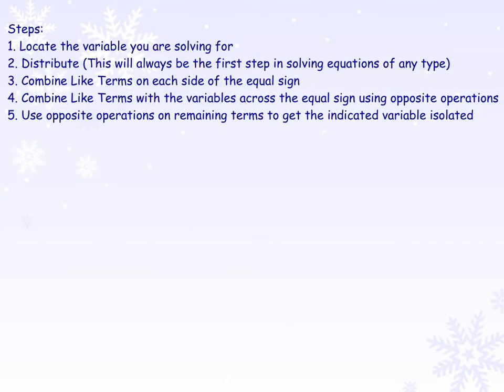Our steps are to locate the variable we're solving for. We'll distribute, just like we did with all equations. We'll combine like terms on the left side and then on the right side, and then we'll start combining like terms across the equal sign. Just like we did with all regular one variable equations, we're going to use opposite operations to move things around.